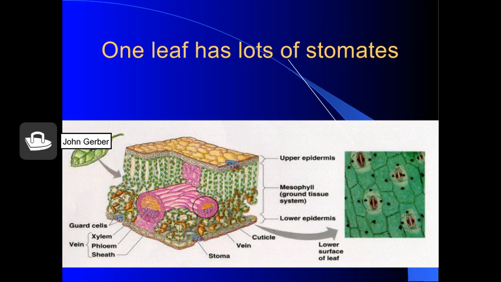Most of the stomates are found on the lower leaf surface, the lower epidermis. There are a few stomates on the top, but too many stomates on the top would allow too much water loss from the plant. Some plants have no stomates on the upper surface at all.